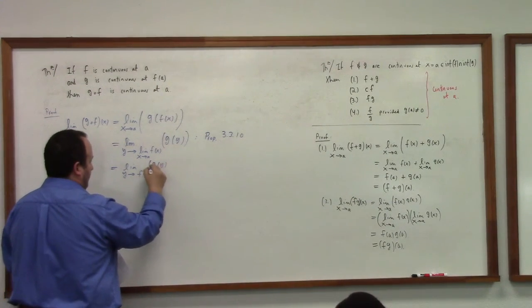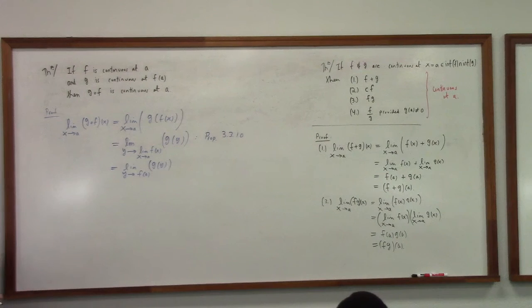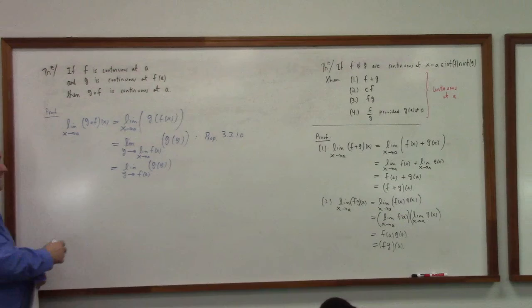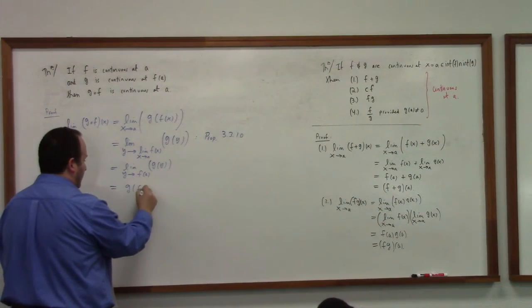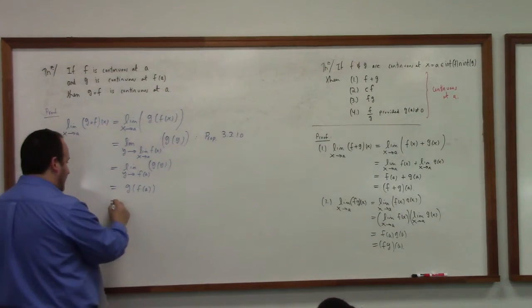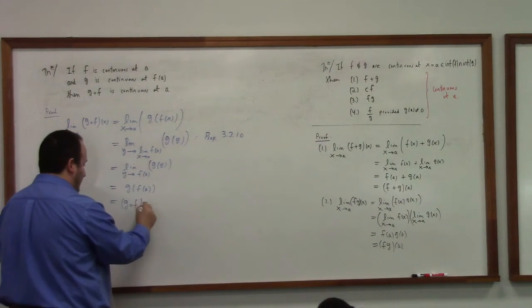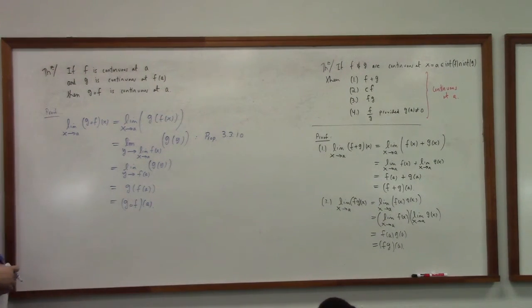Can you simplify this for me? G is continuous at f of A. What's the limit as y goes to f of A of G of y equal to? Right. That's G of f of A. But that's nothing more than the composition of G with f evaluated at A, which again goes to show you that the composite of continuous functions is itself continuous. So sum, scalar multiple, product, quotient, composite of continuous functions are all continuous at appropriate points.